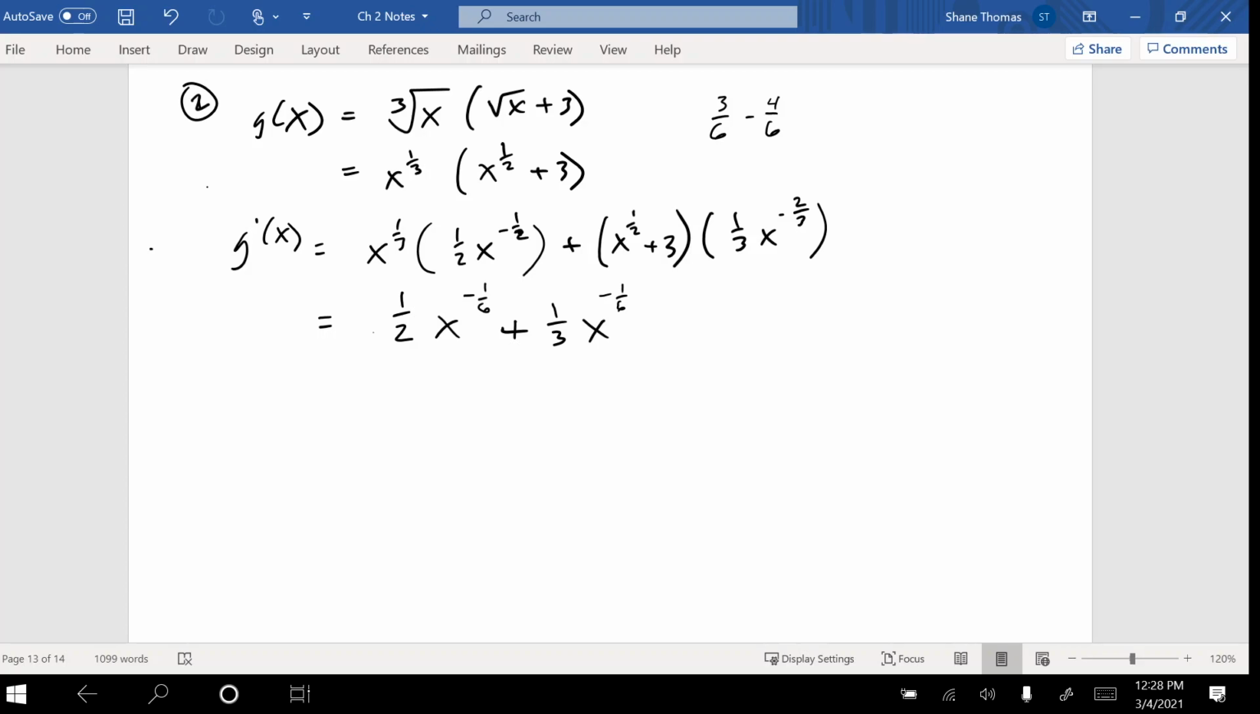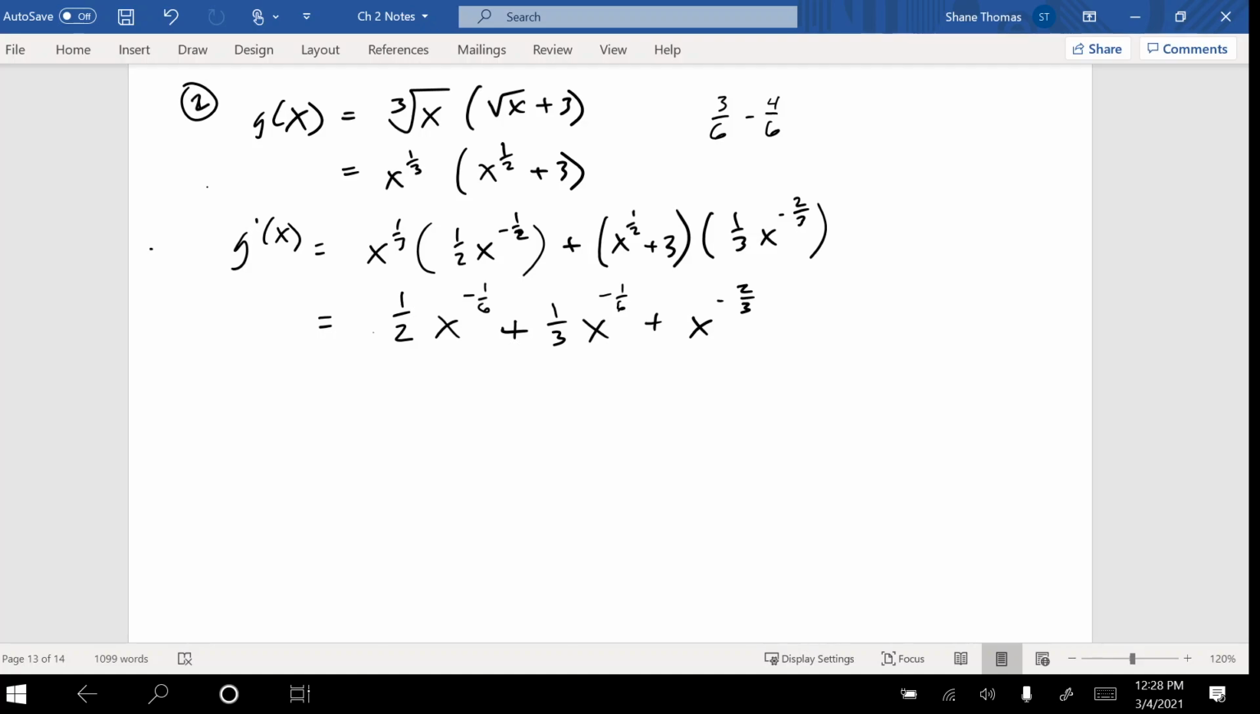And then from there I have 3 times 1/3 x to the negative 2/3. 3 times 1/3 would be 1. So plus x to the negative 2/3. That look right?